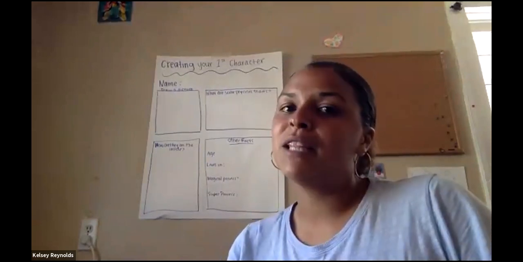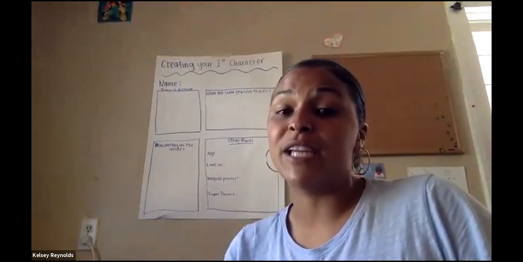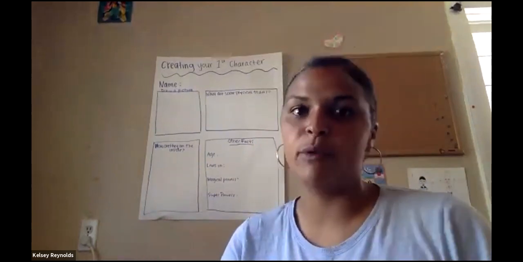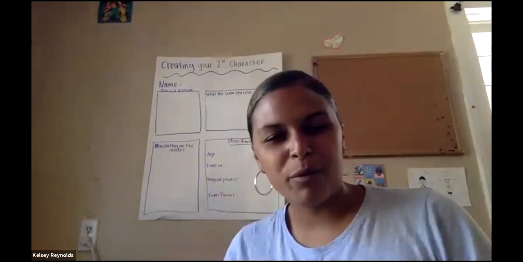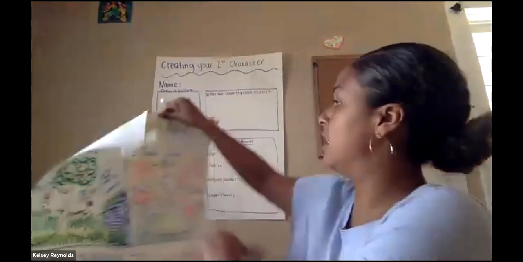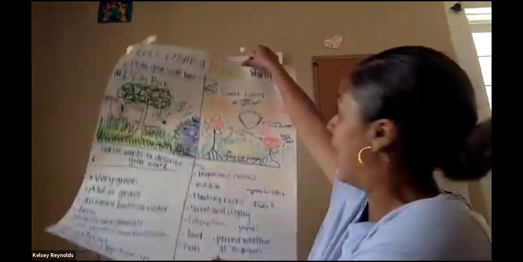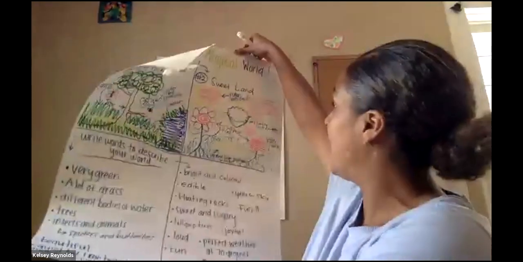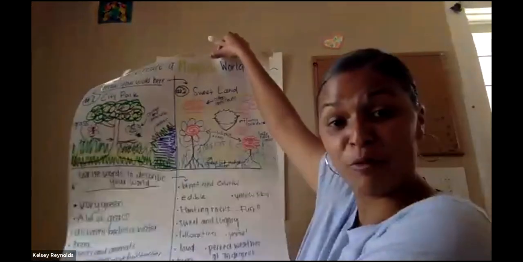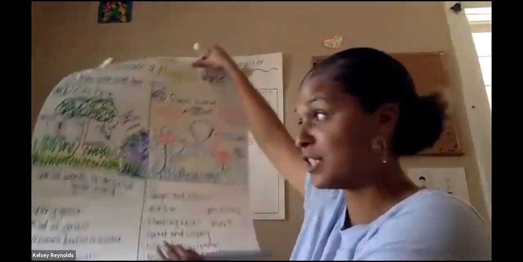So if you remember last week, we talked about creating a magical world. So that was our setting of our story. So we wanted to really think about where were we going to be? And if you remember, I have it here. We have City Park for my story and Sweetland. And we did different pictures and we wrote a lot of different words.